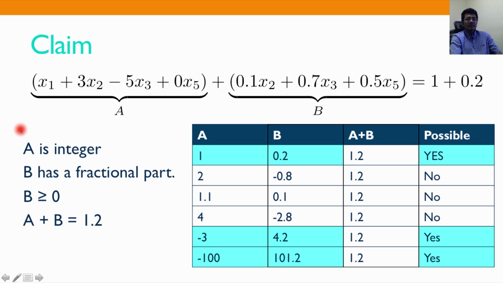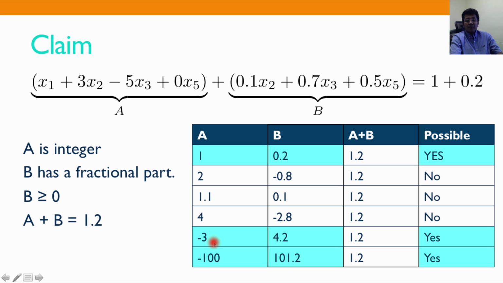All right, let's see this in more detail. So here I have summarized all the 4 facts. A is an integer, B has a fractional part, B greater than or equal to 0, A plus B is 1.2. Now let's look at all the possibilities that A and B can be. So A can be 1, B can be 0.2. It's very tempting to say that this is the only possibility, but note that there are many other possibilities.